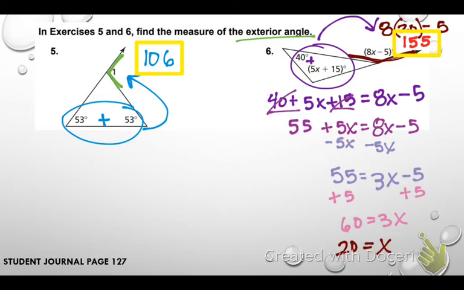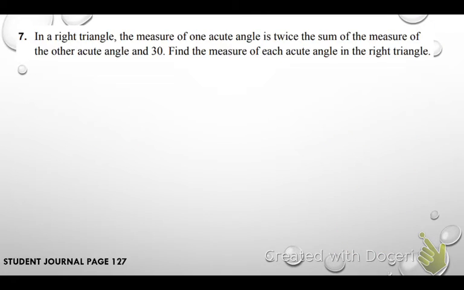Alright, the problem at the very bottom of your page, I promise there will be one identical to this on your quiz. There will also be 2 of them on your test. Okay, so please do what I do. First thing, what shape are we talking about? What kind of triangle? Right triangle. Draw one.